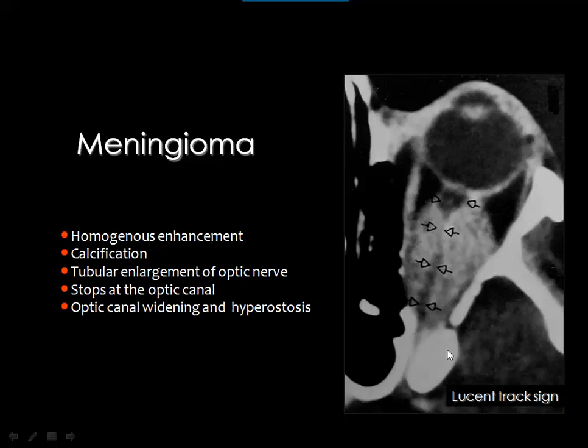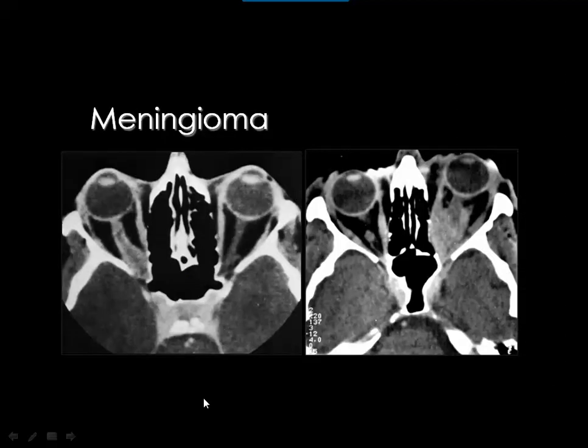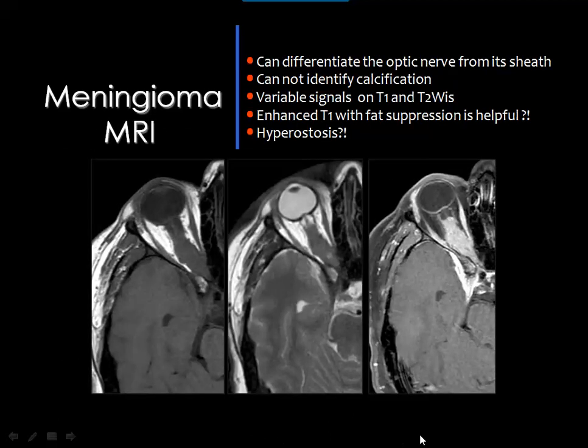Then the bones adjacent to the lesion will show hyperostosis or calcification. These are two different examples of optic nerve meningioma. You see the radiolucent tract sign on the left, and on the right side, this is also an optic nerve meningioma occurring near the orbital apex, and you can easily appreciate the optic nerve fibers within the tumor.